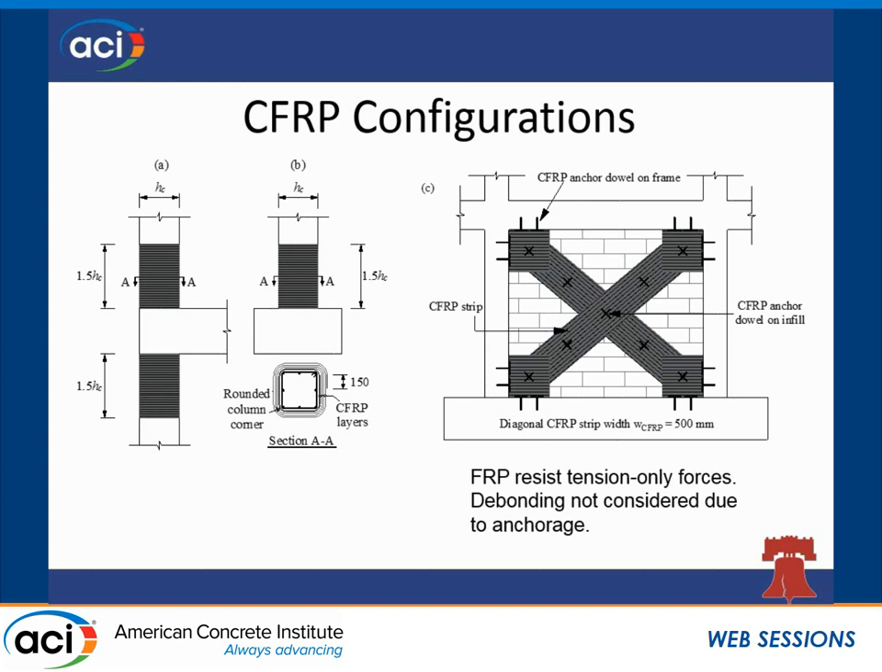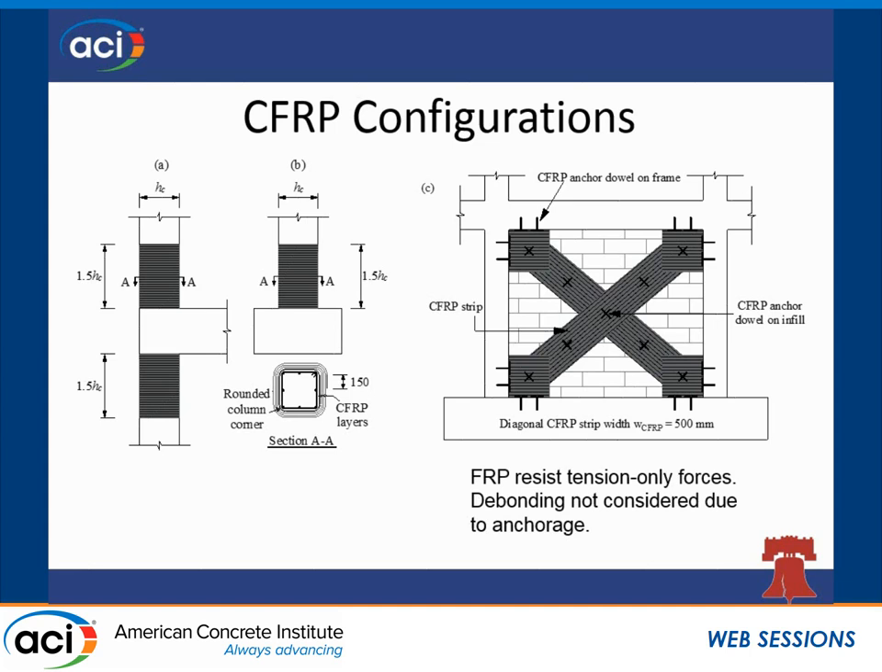And we've also provided FRP strengthening on the masonry infills. One of the motivations for this work was to stop that out-of-plane failure of the infills. So we've got these two diagonal strips of FRP. The FRP is only going to work in tension, hence the two directions for the change in loading direction.